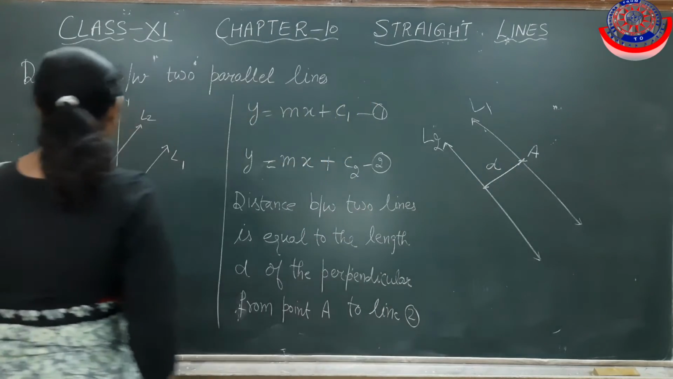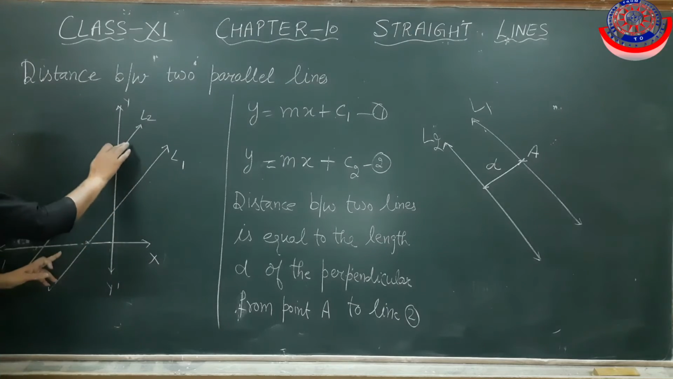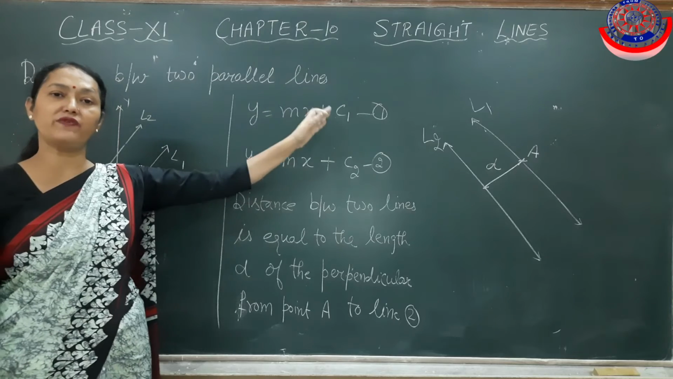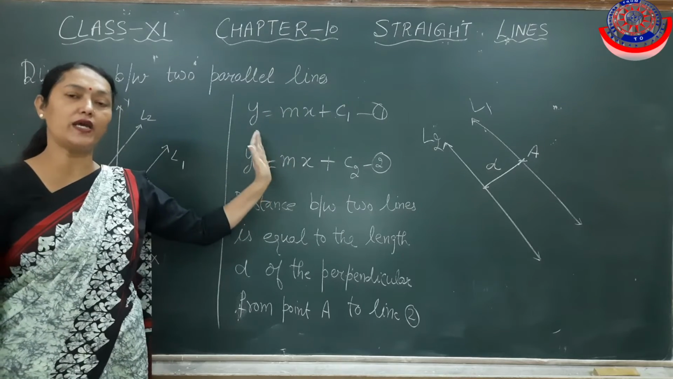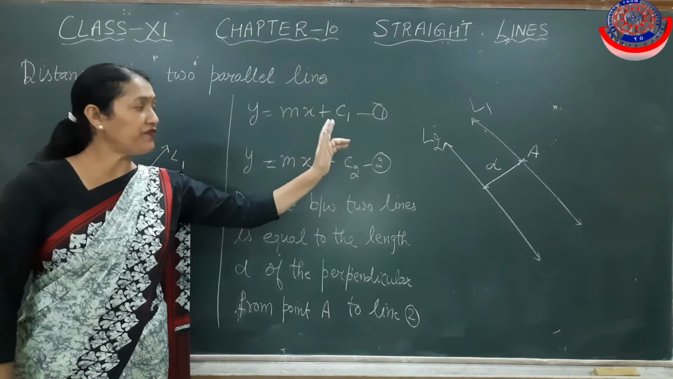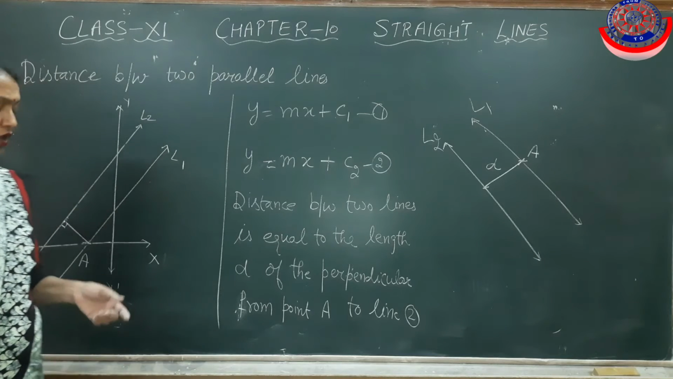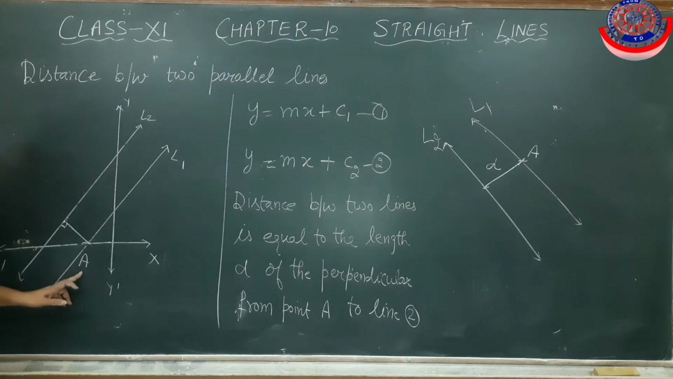So here I have taken two lines L1 and L2 having equations in the slope form as y equals mx plus c1, and the second line is having equation y equals mx plus c2. If I get a point A at which this line L1 is intersecting the x-axis, and then find the distance of this point from the second line, I'll get my answer. That is the distance between two parallel lines. So first of all, let us find out the coordinates of A.